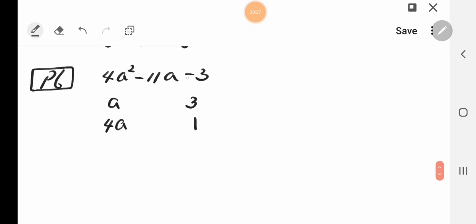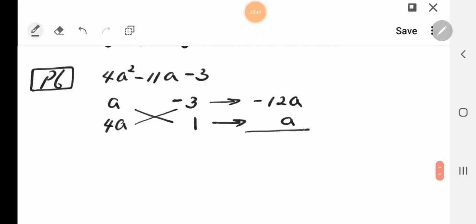And the negative sign goes on 3, or it can go on 1. You can try, but it may not work. So I'll put the negative sign on the number 3. So the product is negative 12a. This product is positive a. So the sum is negative 11a.